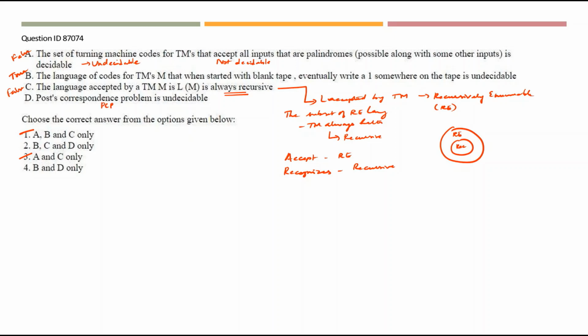Next statement, post correspondence problem is undecidable. This is also true. Once you find C to be false, you can take out 3 options from the right answer. So option number 4, B and D only will be the right answer.